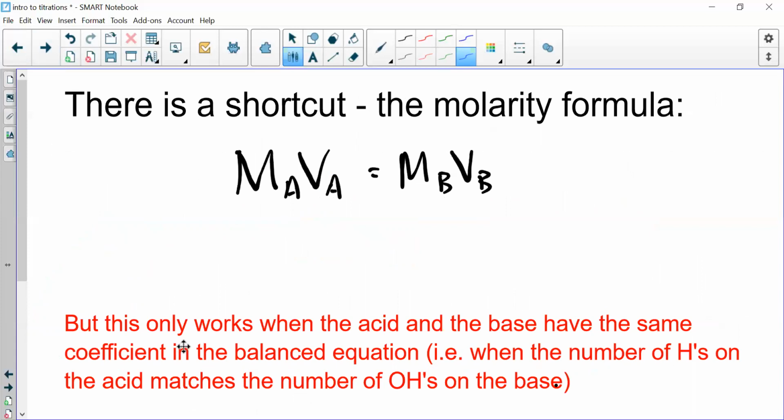But here's the thing. This only works when the acid and the base have the same coefficient in the balanced equation. In other words, when the number of H's on the acid matches the number of OH's on the base. Now there is a variation of this that works regardless, but I find it to be more confusing than helpful. Technically, you do N_B here and N_A there, where N_B is the coefficient in front of the base and N_A is the coefficient in front of the acid. If you want to look that up and use it, you're welcome to, but I'm going to choose not to teach that. In my years of going through this, I find that it is more confusing than helpful. But this formula is nice and useful if you know that you can use it.